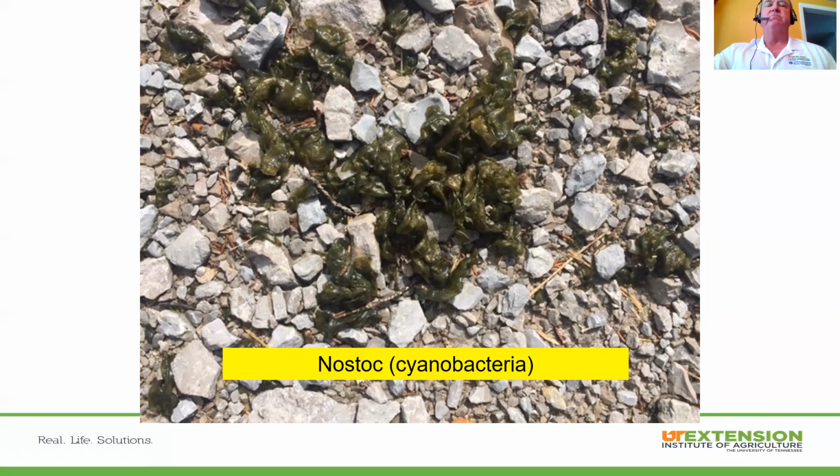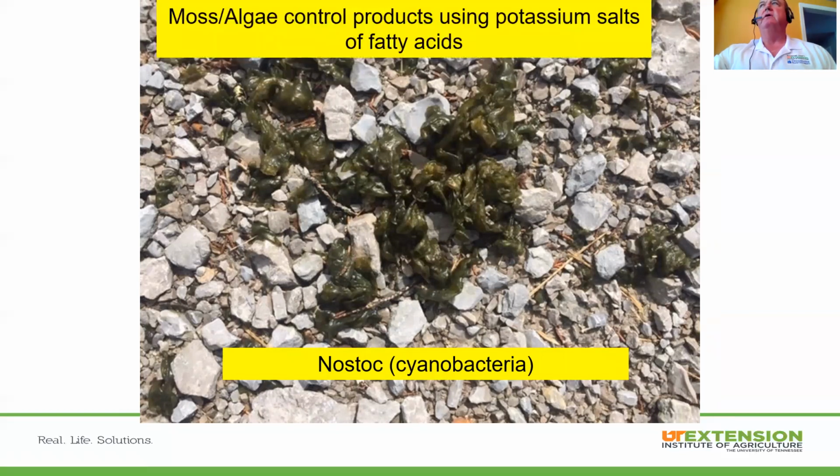Well, for small bunches or patches of it that might be growing out here, take a scoop or a shovel and scoop it up and get rid of it. That's one way to do it. But if you've got lots of it out there, and if it's growing on a sidewalk or something, there are moss and algae control products that contain potassium salts and fatty acids that will do a pretty good job of controlling that. You can use those in lawns and so on. Again, they're aimed at controlling moss and algae, but they also have activity against this nostoc.